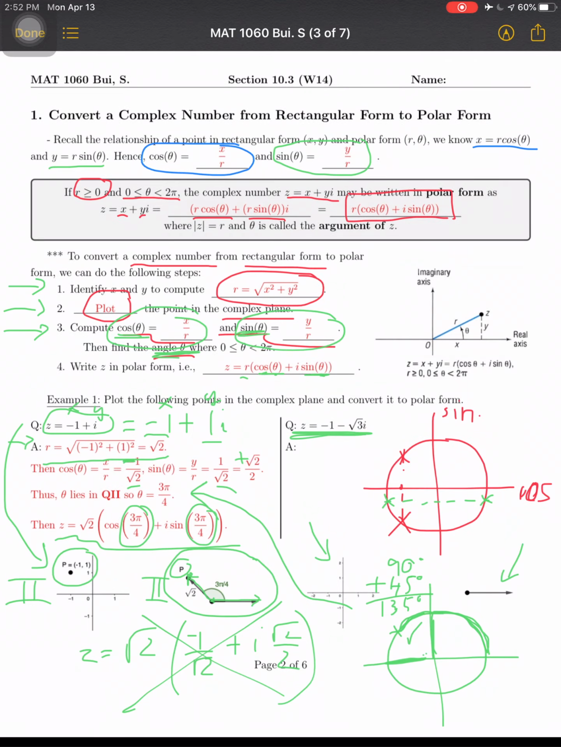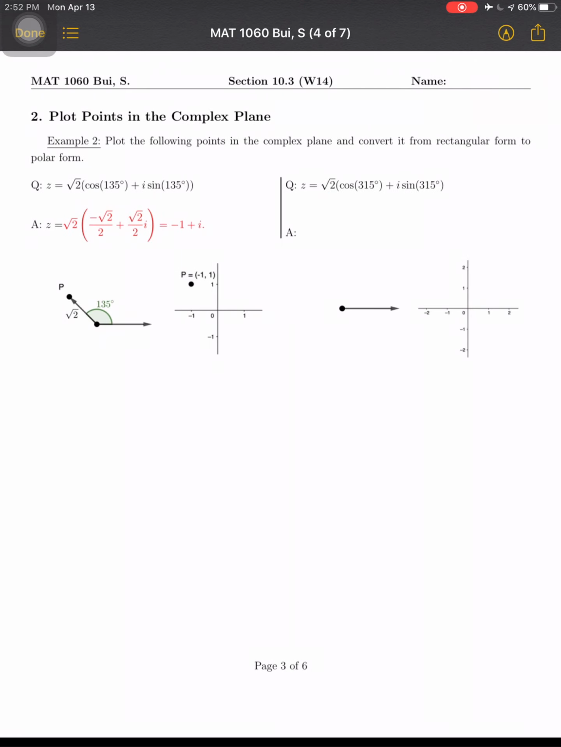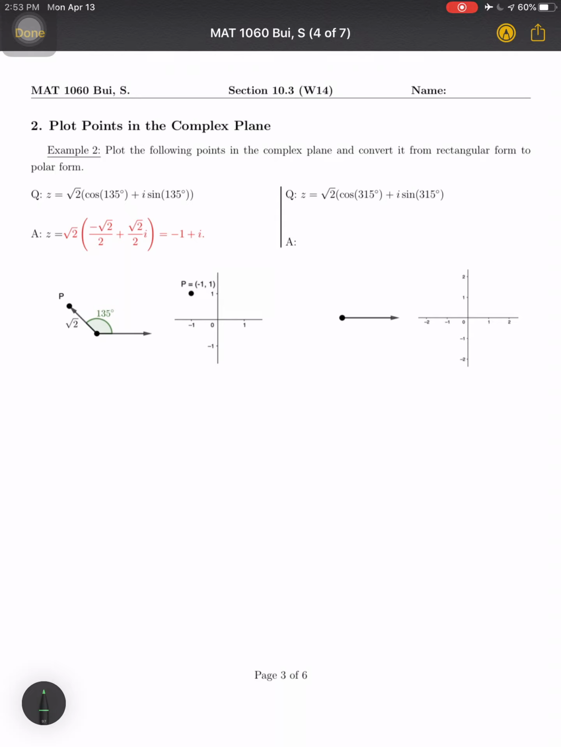Okay, so next topic, let's see what we have in here. Every complex number represents a point in the complex plane, right? We know how to plot points in rectangular form already, but how can we plot points in polar form? Well, we can convert a point from rectangular form and plot it, right? So first off, for example, let's say the problem gives us something like this, which is what we just had a minute ago. How can we know how to plot it, right?